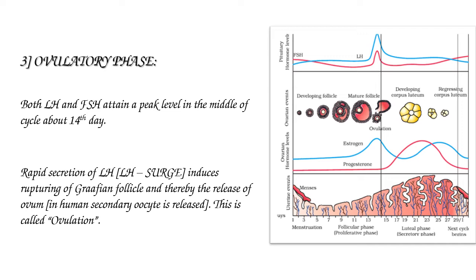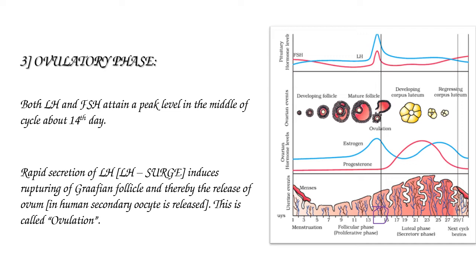So during the ovulatory phase, ovulation takes place. That means the release of the secondary oocyte or ovum takes place on the 14th day. The ovulatory phase is of very short duration, only on the 14th day does ovulation take place. And what are the conditions in the endometrium as well as the hormone levels during the ovulatory phase?